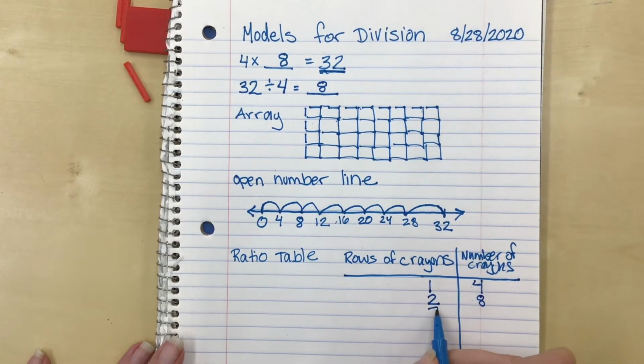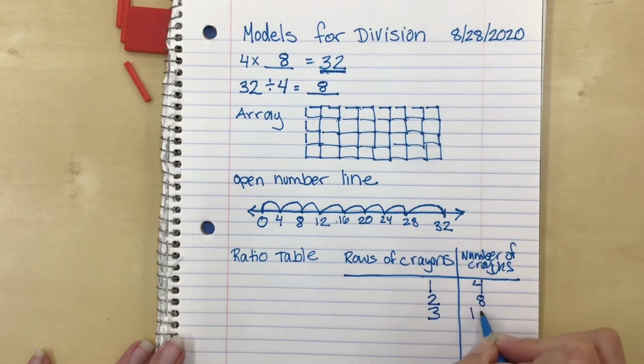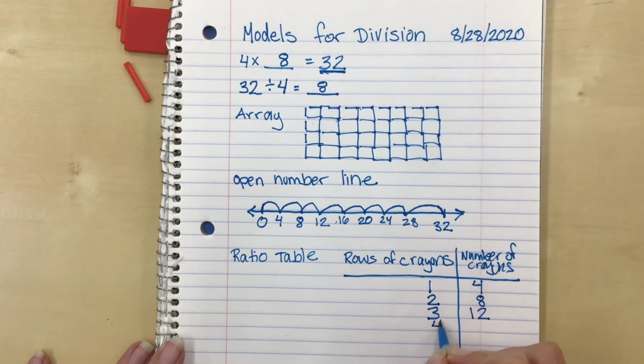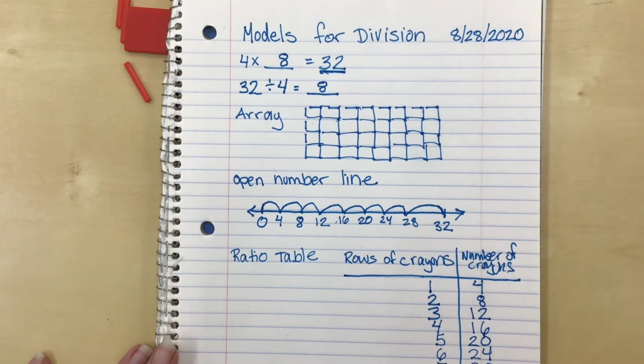And then in 3 rows, counting by 4s, 4, 8, 12. And in 4, we have 16. We're trying to get to the number 32, right? 5, we have 20. 6, 24. 7, 28. And 8, we got to 32.